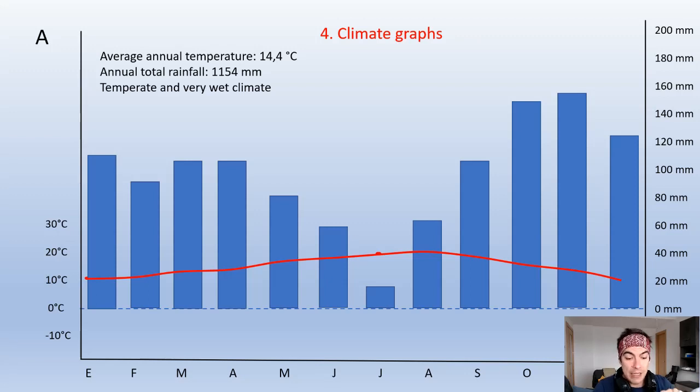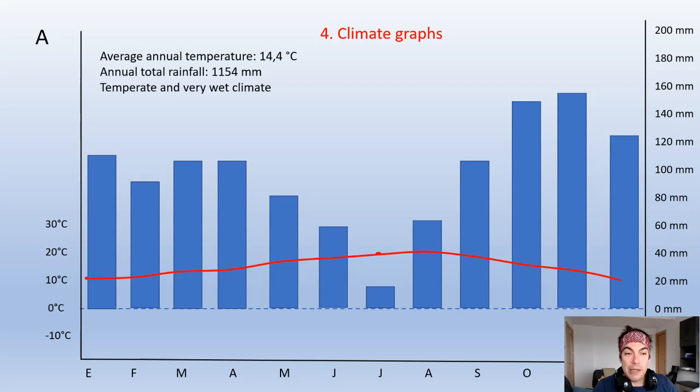And then you must answer these questions. What is the average annual temperature? Is it called tropical or temperate zone? And what is the annual total rainfall? Is it a very wet, dry, or arid area? You have to answer these questions for each and every one of the climate graphs. So you have to answer this question for climate graph A, for the B, for the C, and for the D, okay? For each one of them. So I'm saying this because many of you at first didn't do this, so this is a reminder.